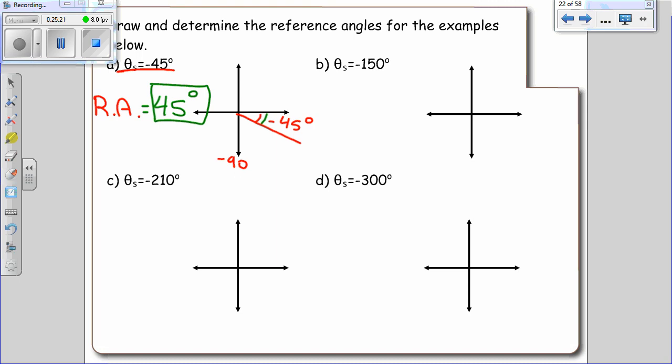Standard position is negative 150. Negative 90 is straight down. Negative 180 is to the left. Negative 270 is up high. Negative 150 would be somewhere in here.